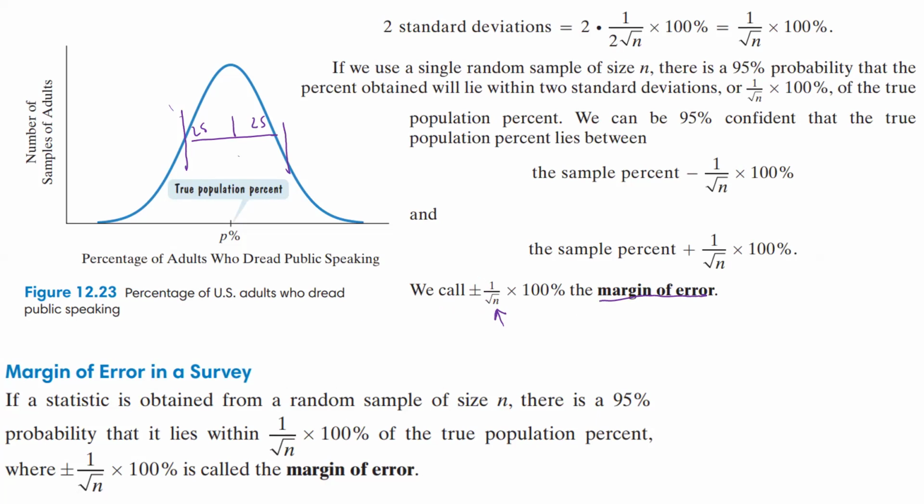So, in a roundabout way, if a statistic is obtained from a random sample of size n, there's a 95% probability that it lies within 1 over the square root of n times 100% of the true population percent, where plus or minus 1 over the square root of n times 100% is called the margin of error. That's what we're going to use to do calculations.